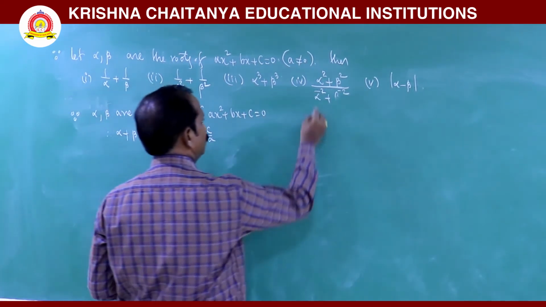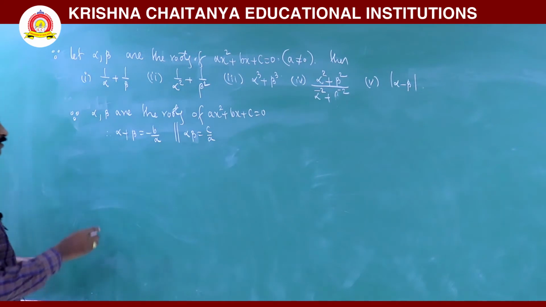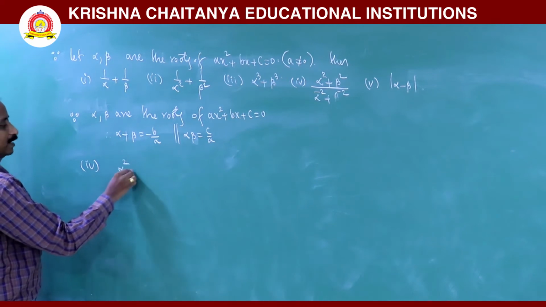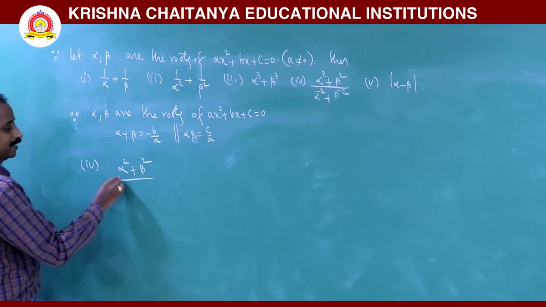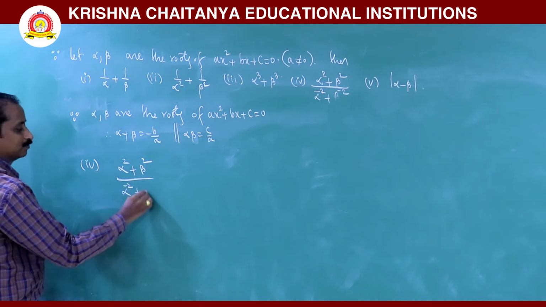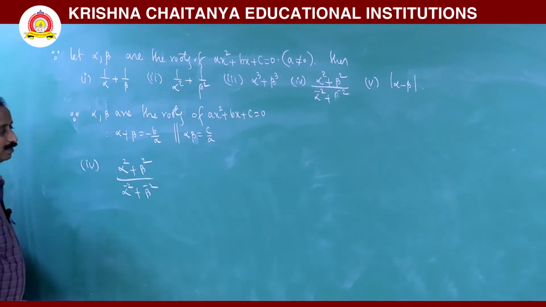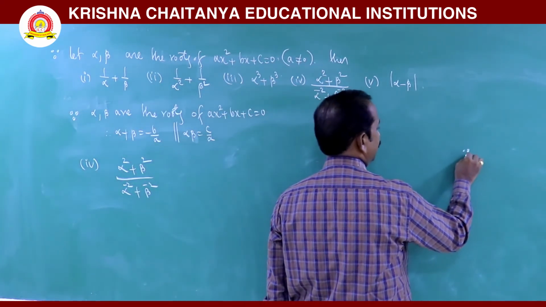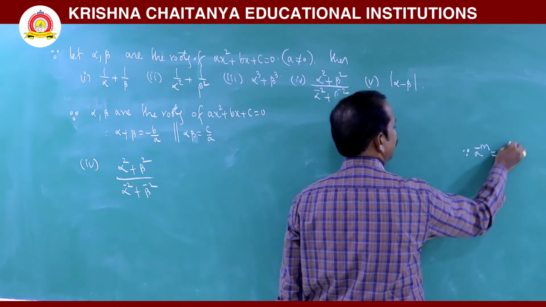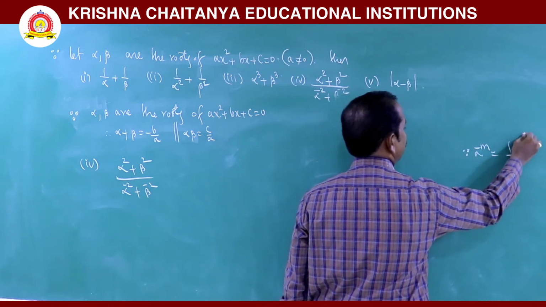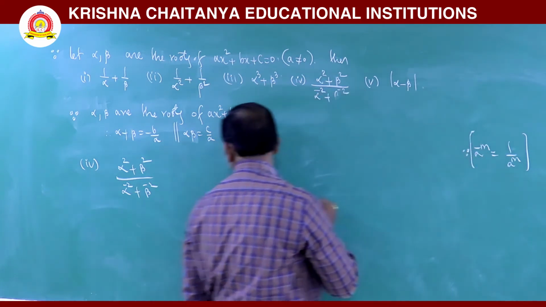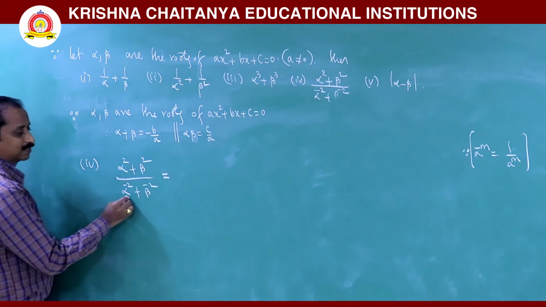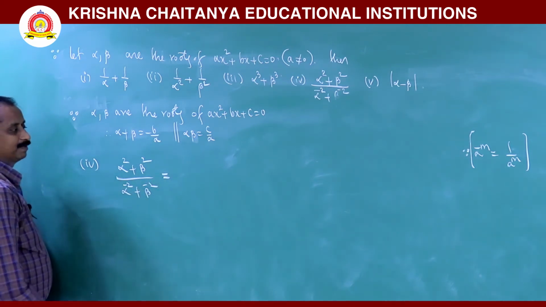Now move to question number 4. What is sub question 4? Sub question 4 is nothing but alpha square plus beta square divided by alpha power minus 2 plus beta power minus 2. What we know is that a to the power of minus m can be written as 1 by a to the power of m. Using this basic, alpha power minus 2 can be written as 1 by alpha square. This is nothing but 1 by beta square.